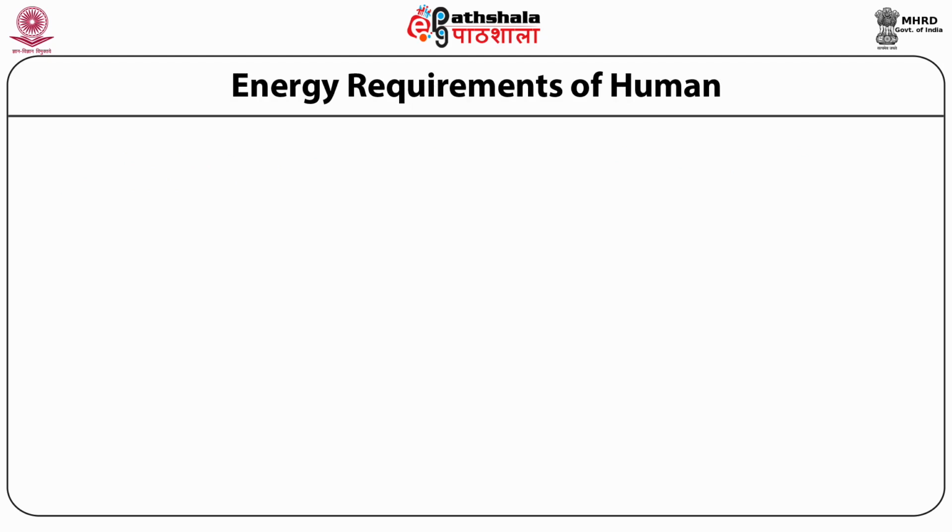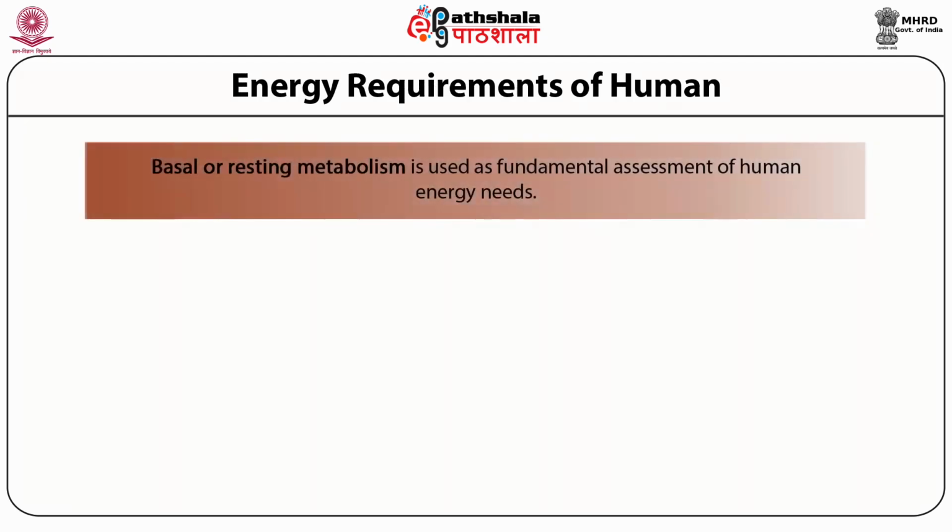Energy requirements of humans. Basal or resting metabolism is used as a fundamental assessment of human energy needs. This is measured while the individual is totally inactive and thermally neutral. It is considered an assessment of the energy conversion required for important functions. This includes the energy used by continuous functions like the neural, cardiovascular, respiratory, and liver functions, and also energy consumed for the survival of other body cells.